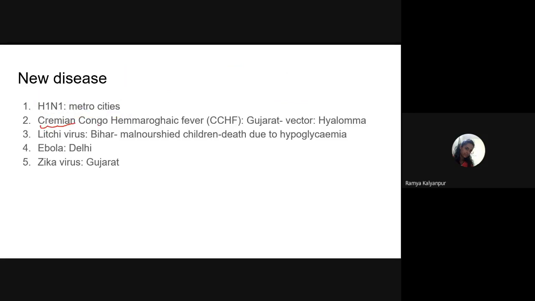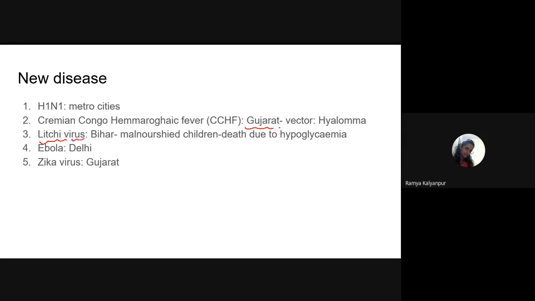Next one, Crimean Congo hemorrhagic fever, that is CCHF. If this CCHF is asked, just close your eyes and mark that at present it is there in Gujarat, because the vector Hyalomma tick is present in the thick forest areas of Gujarat. When this tick bites a human, the human may come in contact with the virus and develop Crimean Congo hemorrhagic fever. So exclusively now it is seen only in Gujarat. Just note down this point.